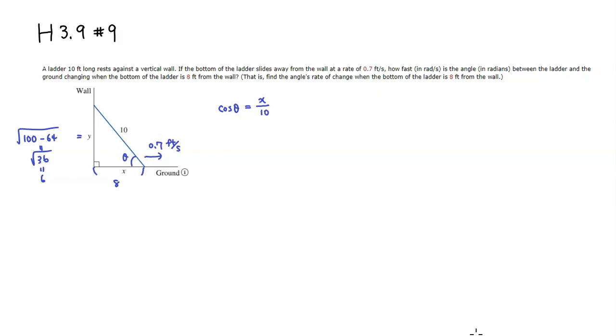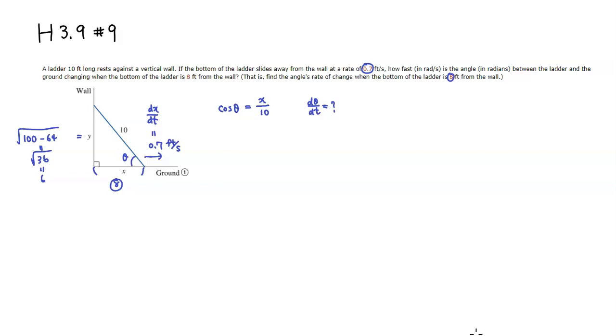And then we know that the rate of change of x, dx over dt, is given to be 0.7, which is given here. And the x value is given there, so that's 8. Then we want to find d theta over dt, because we want to know how fast the angle between the ladder and the ground is changing.